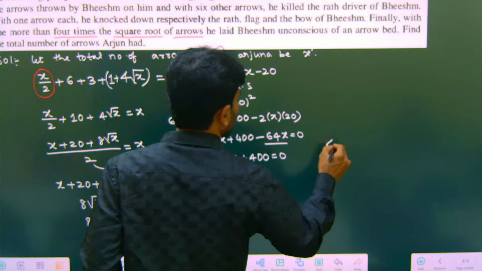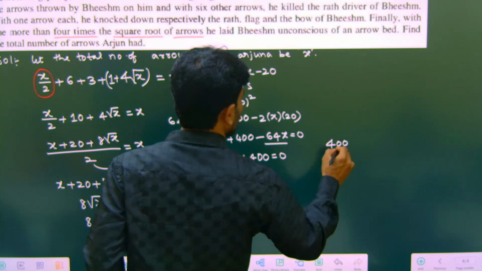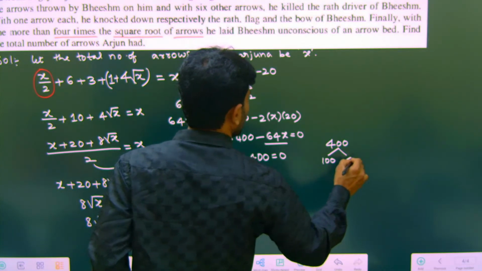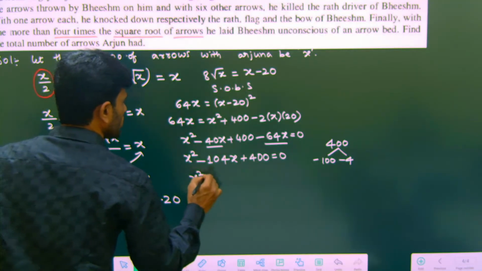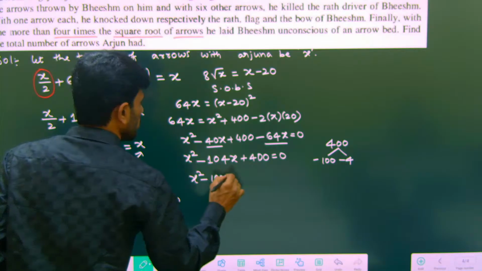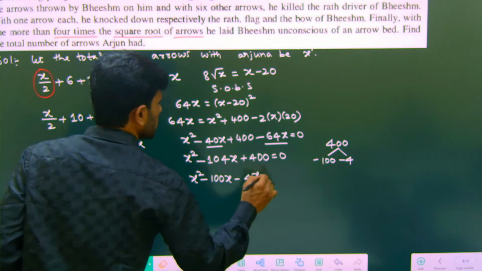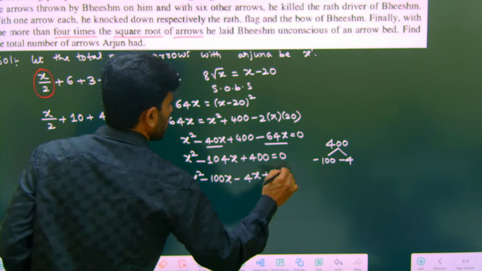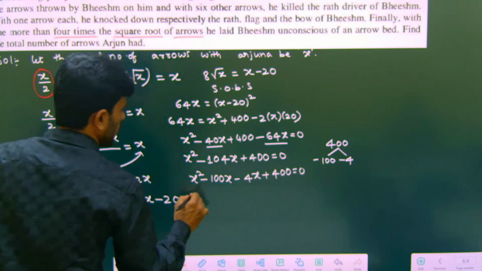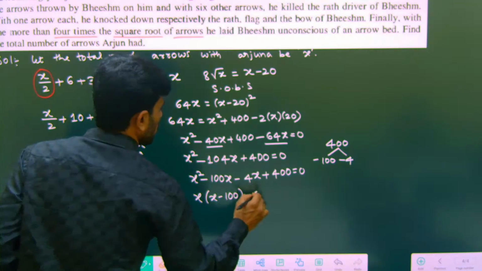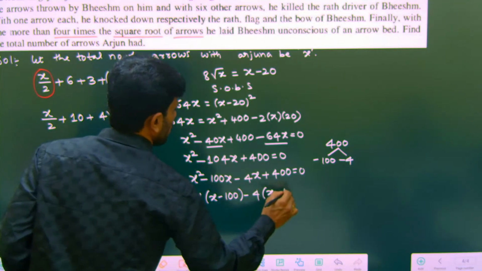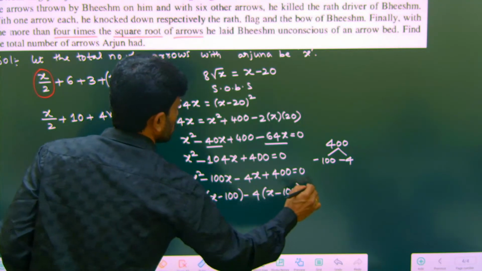You have to get the factors of 400 such that we get 104. 104 is 100 plus 4. So it can be written x square minus 100x minus 4x plus 400 is equal to 0. You can take x common, x minus 100, minus 4 common again, x minus 100 is equal to 0.